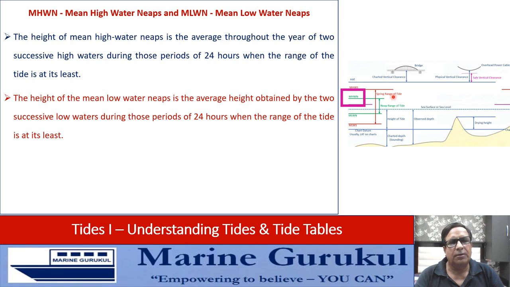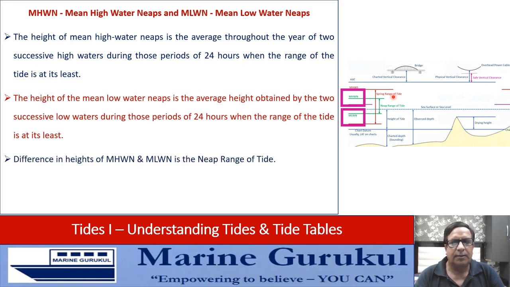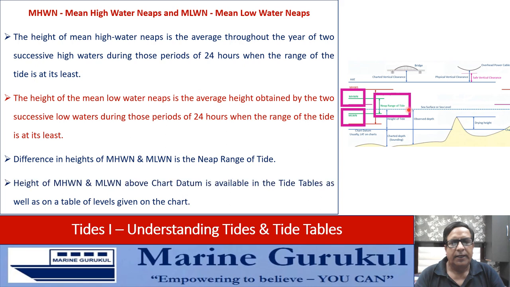Likewise, the height of the mean low water neaps is the average height obtained by two successive low waters during those periods of 24 hours when the range of tide is at its least. And this level in the diagram represents mean low water neap. Difference in the height between these two represents the neap range of tide. And the height of mean high water neap or mean low water neap can be obtained either from tide tables or from the table of levels given on the navigational chart.